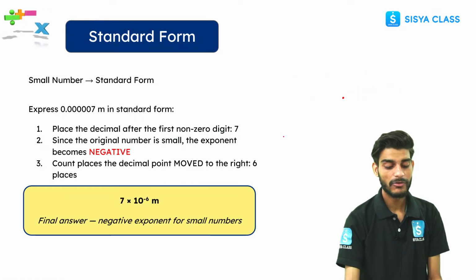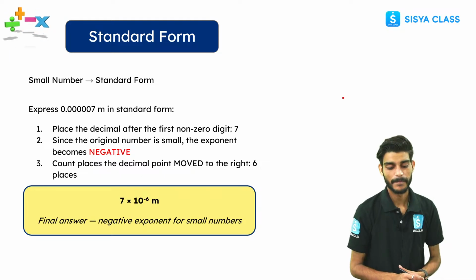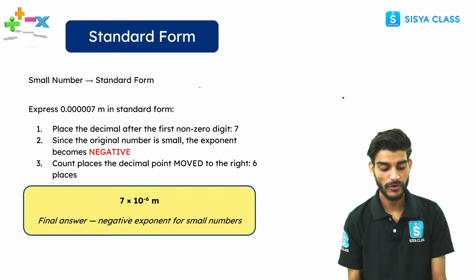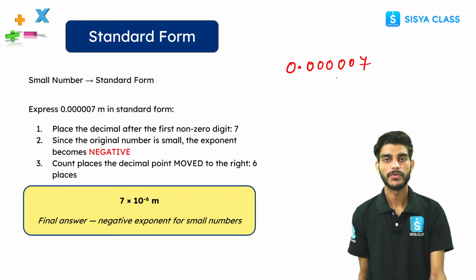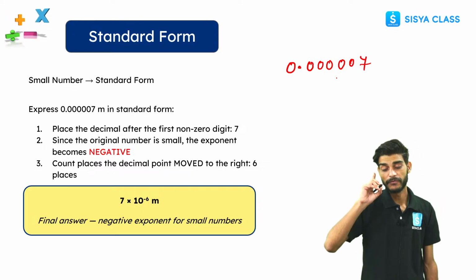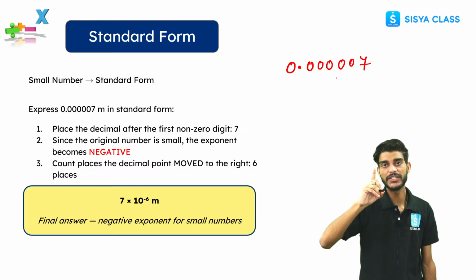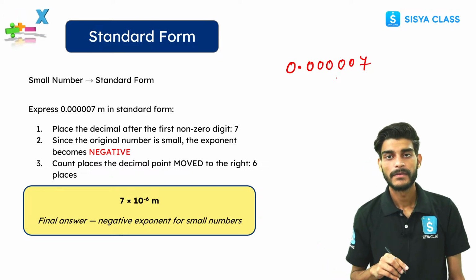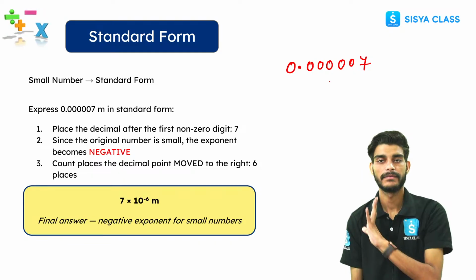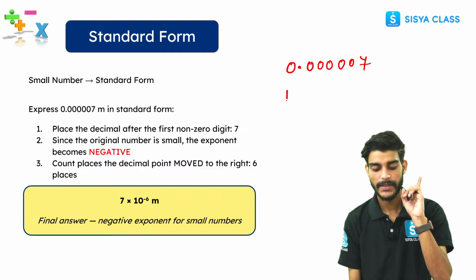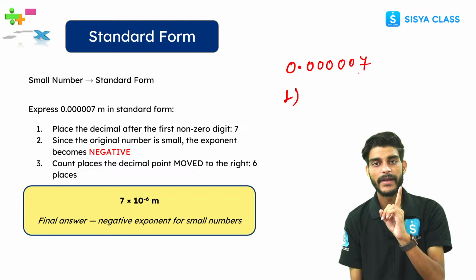Now let's come to how to write small numbers in standard form. The same process you have to follow. Suppose you have to write 0.000007 in standard form, what will I do? The first step is, which is the first non-zero term? The first non-zero term is 7. So I'll put the decimal after 7. This will be my first step, okay? After 7 I'll put the decimal.